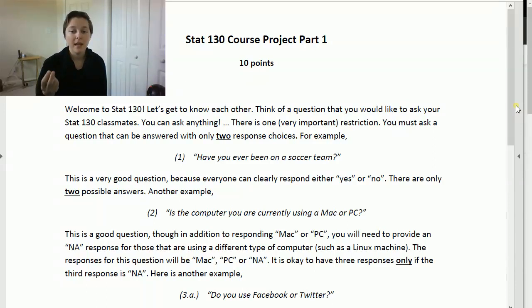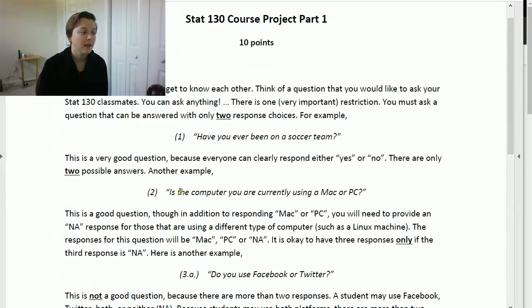So yes, no, right? That's a good type of question, a yes, no response type question. It doesn't necessarily need to be yes, no. For example, in our second example in the instructions, I said, is the computer you are currently using a Mac or a PC? If you respond to that yes, what does that mean, right? So you would respond, I'm using a Mac, or I'm using a PC. So it doesn't necessarily need to be a yes, no, but it does need to have only two possible responses.